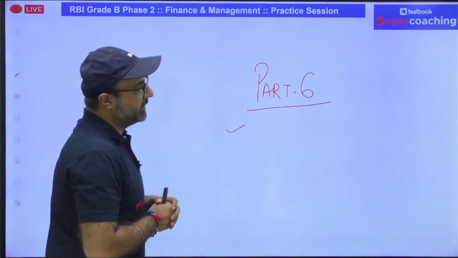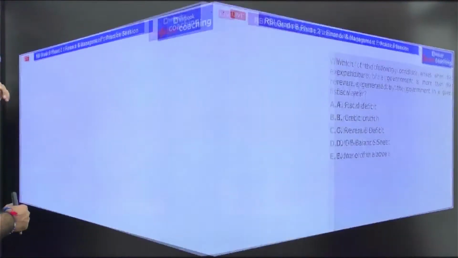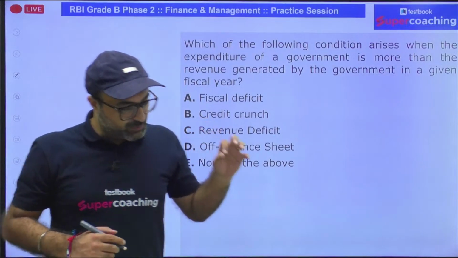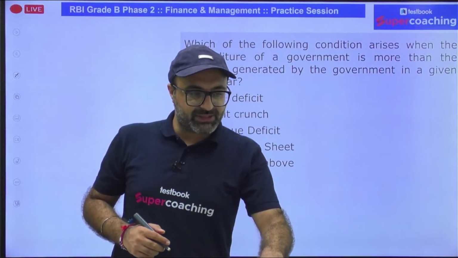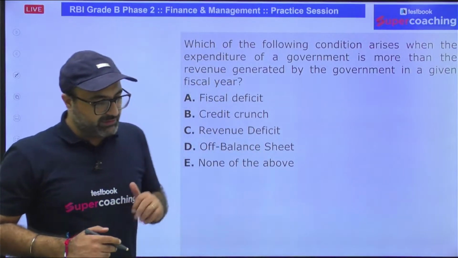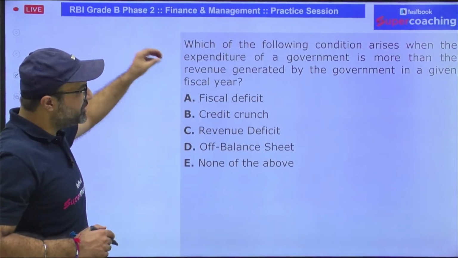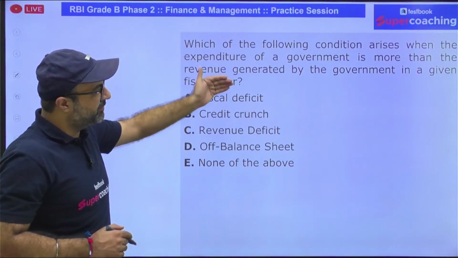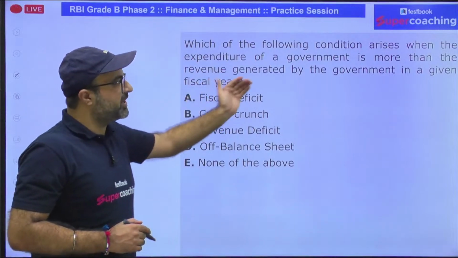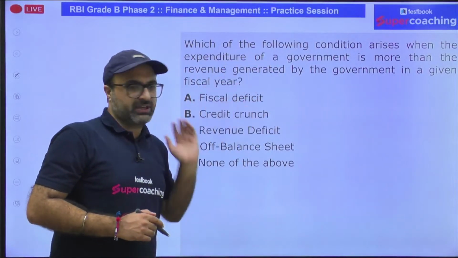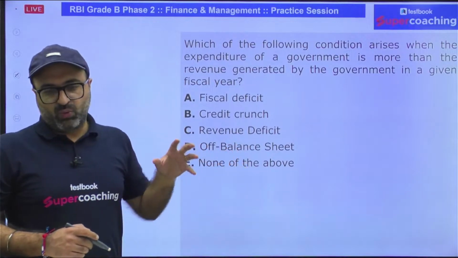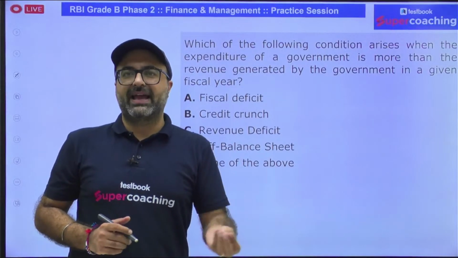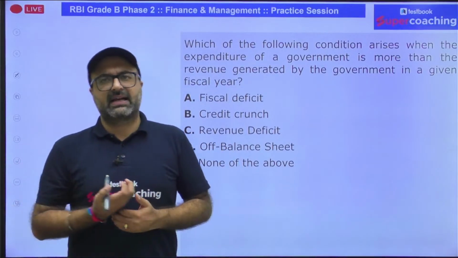So let's get started. Here we go with the first question of the evening. Read the question very carefully and then I'll explain the question to you. The first question says, which of the following conditions arises when the expenditure of a government is more than the revenue generated by the government in a financial year? So the question says, what kind of situation arises when the government expenditure is greater than government receipts?